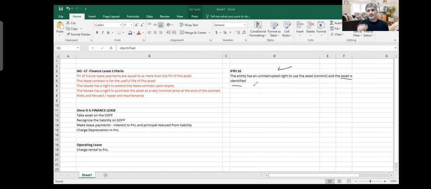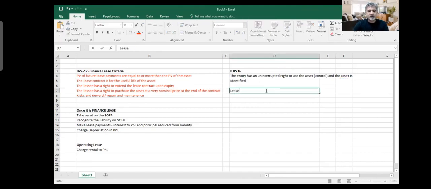And the second condition is that the asset is identified. Which shop? This shop. Identified asset. If there is a big plaza with many shops and they will give me whichever shop they want, it is not identified. The asset is identified, for example, office number 7 on the 10th floor. We are making a contract for office number 7 on the 10th floor for a period of 3 years. You go and maybe you open a travel agency there, maybe a cargo company, maybe an audit firm. It is your choice. So once these two conditions are there, we say that a lease exists.